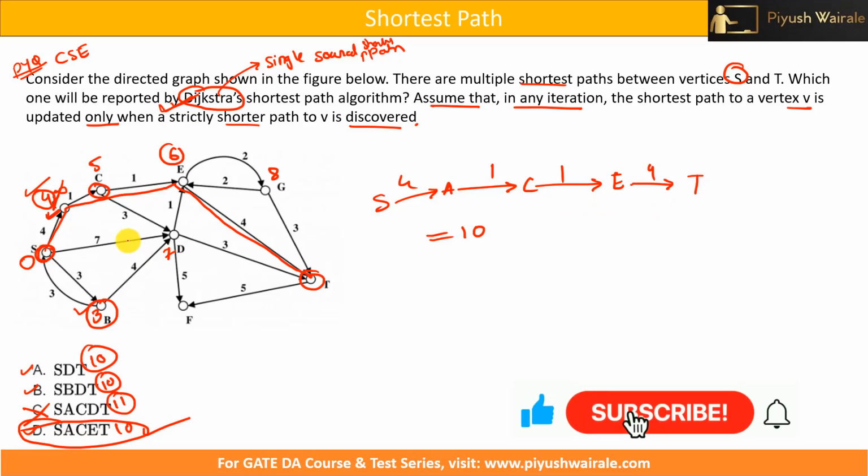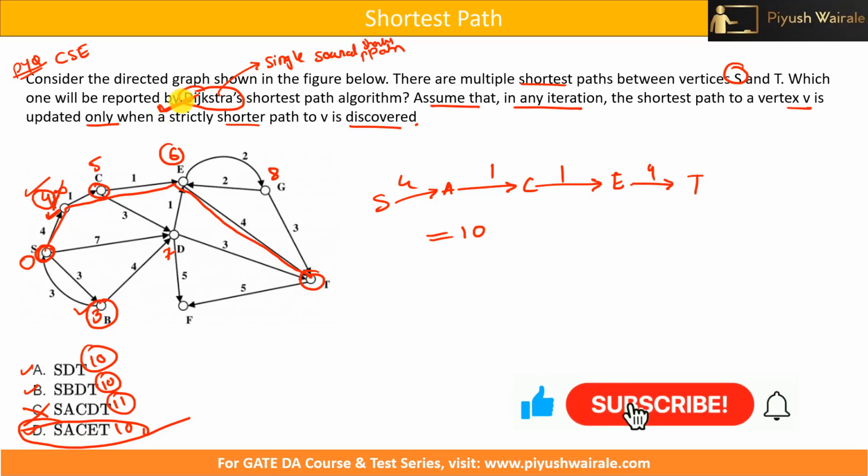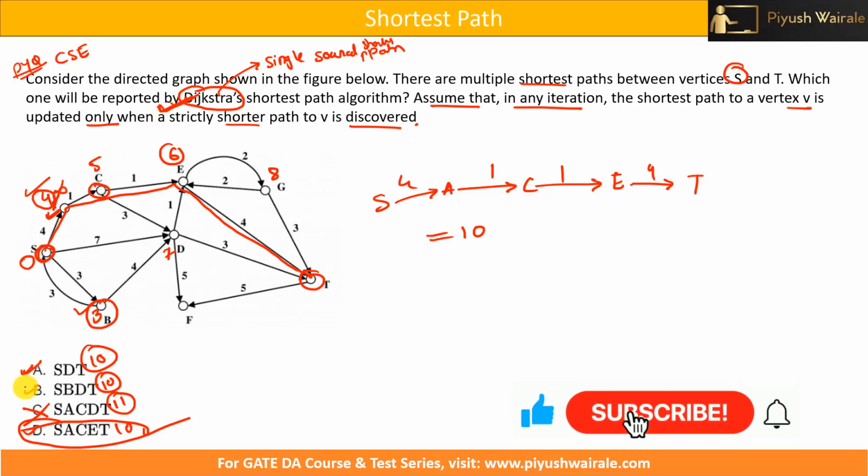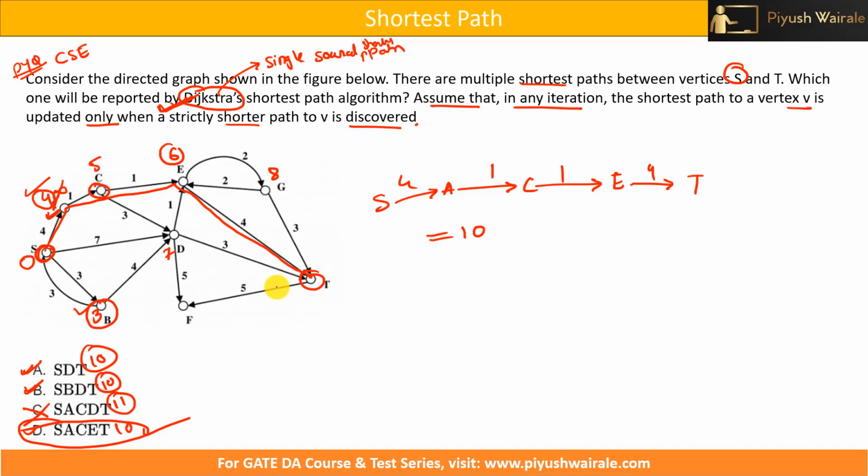So I hope this is clear and how we got this answer, 10, SACET. This is the shortest path that we will get from this algorithm. This is also shortest, this is also shortest. If we continue through the iterations, we will get these two paths also. But what is the first path we got? SACET. So that's why this option is correct, SACET, at the cost of 10. I hope you understand this particular concept and how we got the answer.